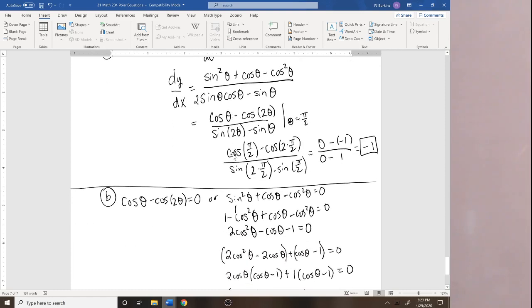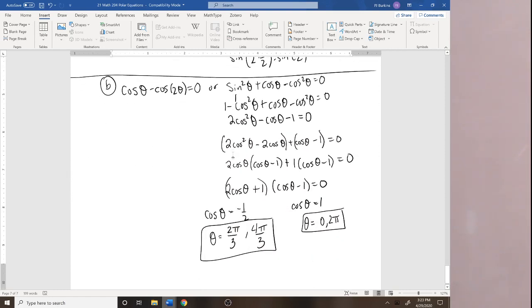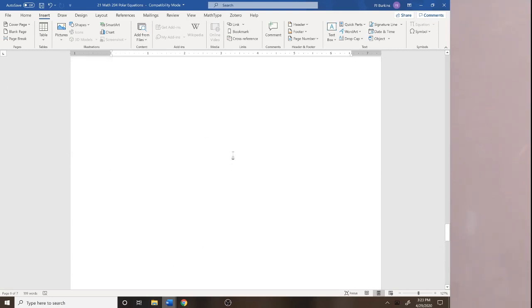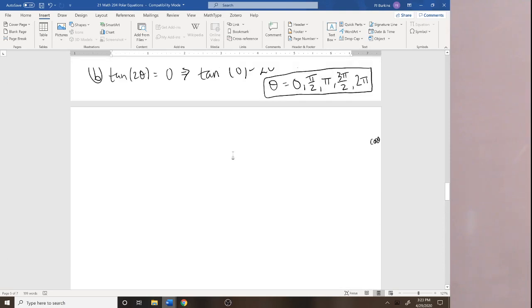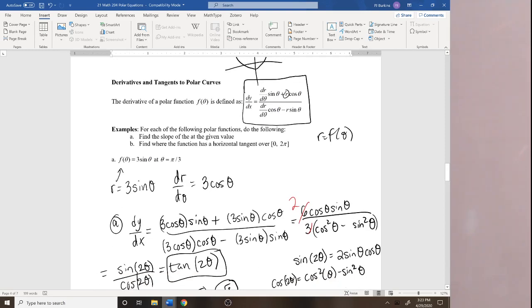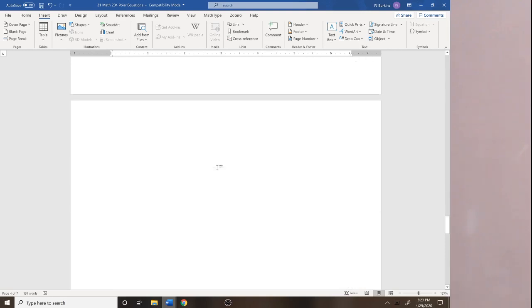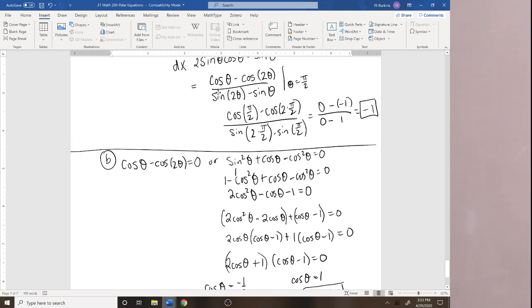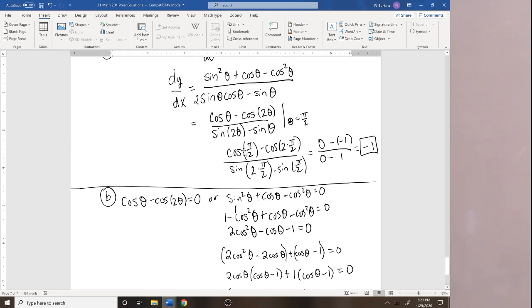Alright, so for the second one, you were asked to find the horizontal tangents, which means when the derivative is 0. So I took my derivative, which was this form, and I actually converted back to this one. And the only way to make a fraction 0 is if the numerator is 0.